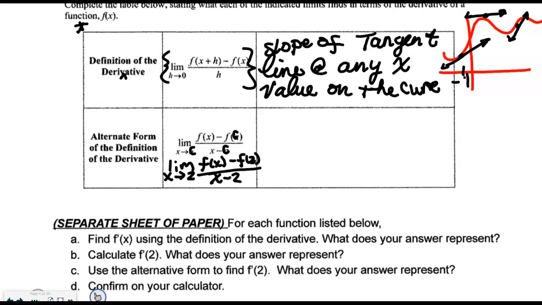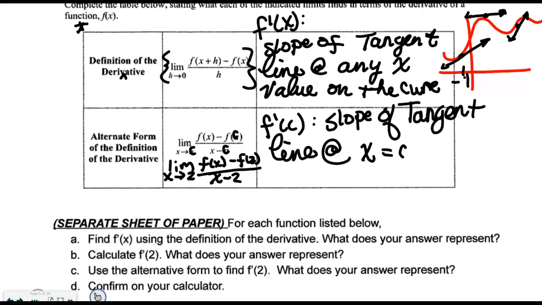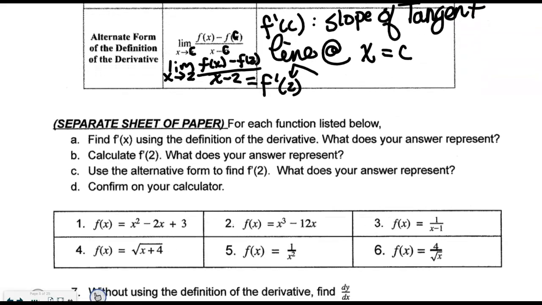Up here, let's write f prime of x. This gives me f prime of c. What's the difference? This is the slope of the tangent line at specifically x equals c, or in this case, at x equals 2. So this top one is much more powerful because it gives us the derivative at any x value. This one just gives us the derivative at a specific x value.